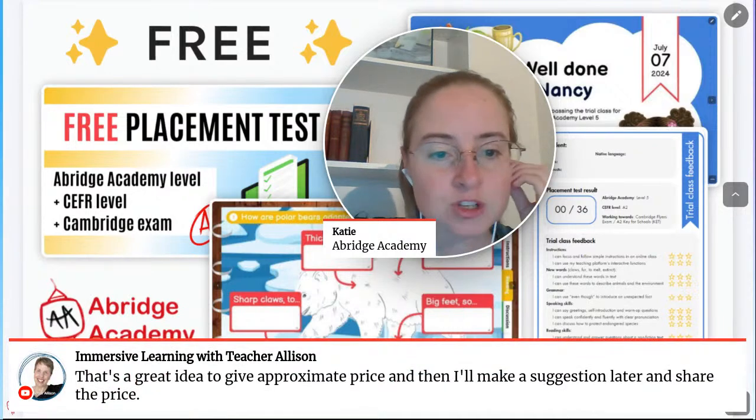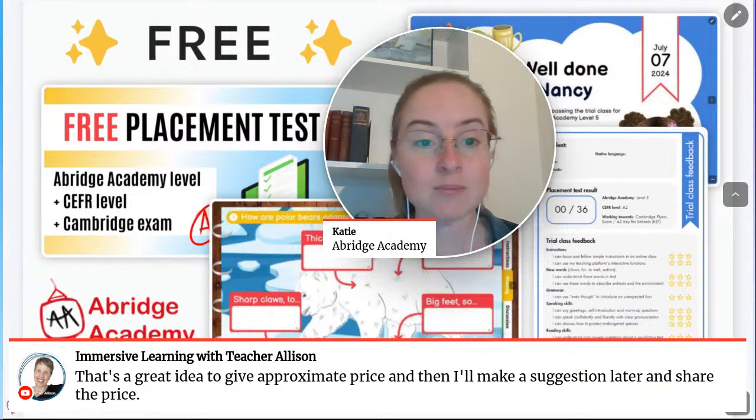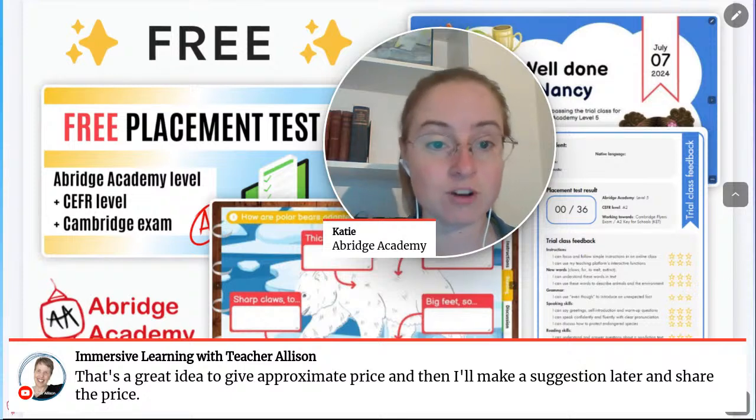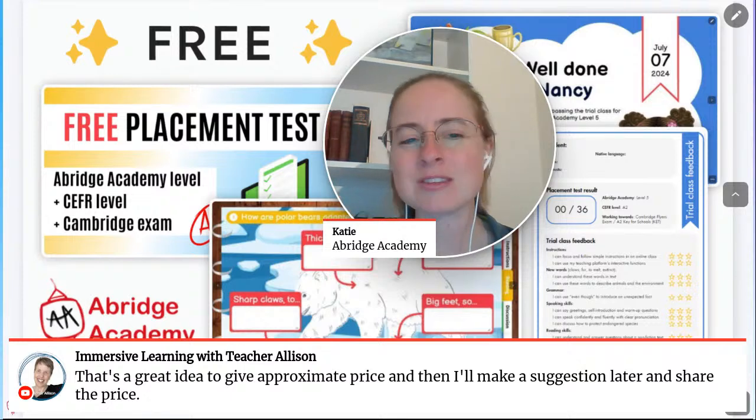I just think it's a great idea to give an approximate price and then make a suggestion later and share the details. Exactly, yeah. And I say to them, it depends on how many classes you're booking. So I can't give super detail, but this is a rough idea, just so they know my rough price range. Because what I don't want to happen is for them to then turn around.